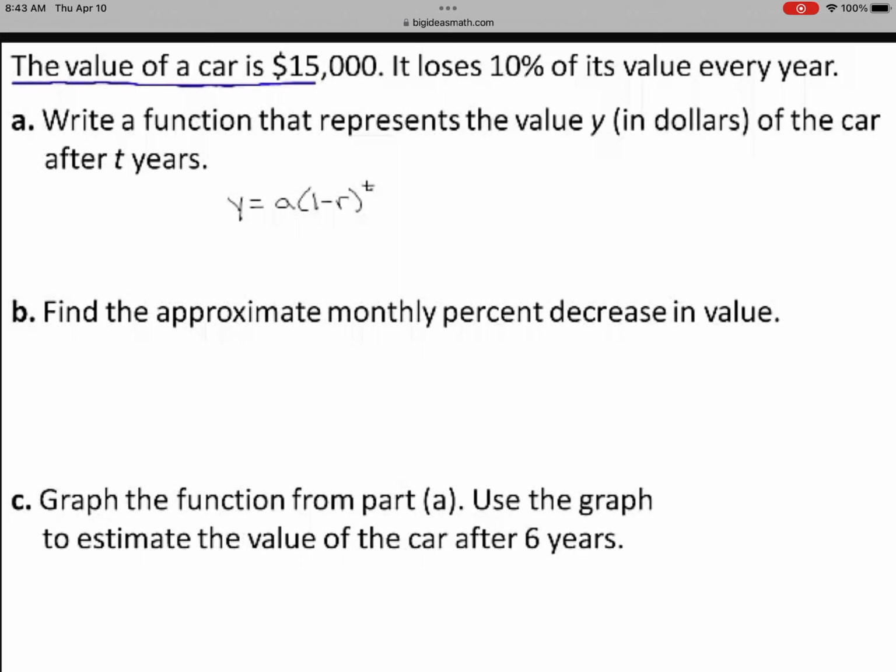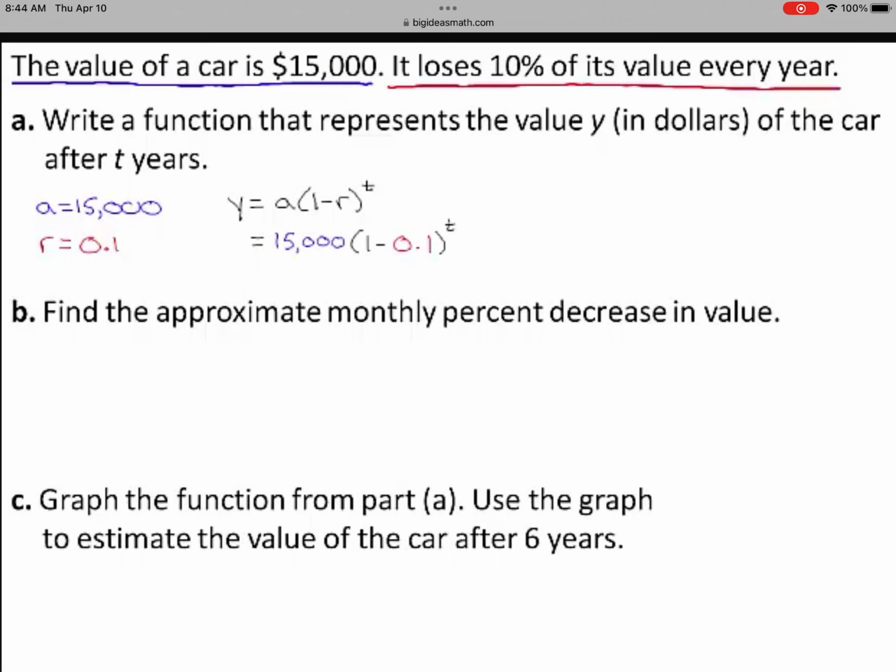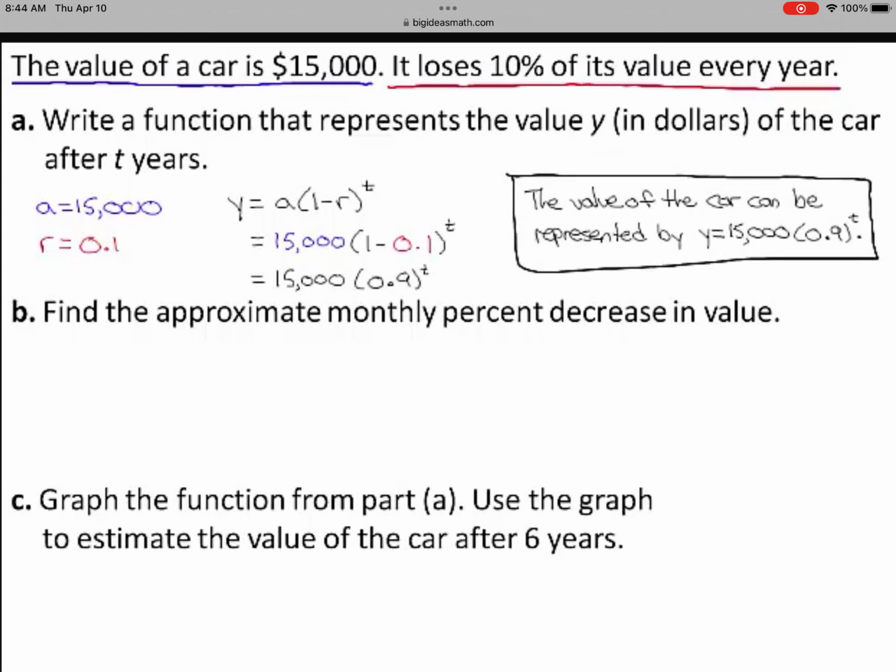Because the value of the car is $15,000, the initial amount a equals 15,000. Because it loses 10% of its value every year, the rate of decay r equals 1/10. Substituting these values into the equation gives y = 15,000(1 - 1/10)^t, which simplifies to y = 15,000(9/10)^t. So the value of the car can be represented by y = 15,000(9/10)^t.